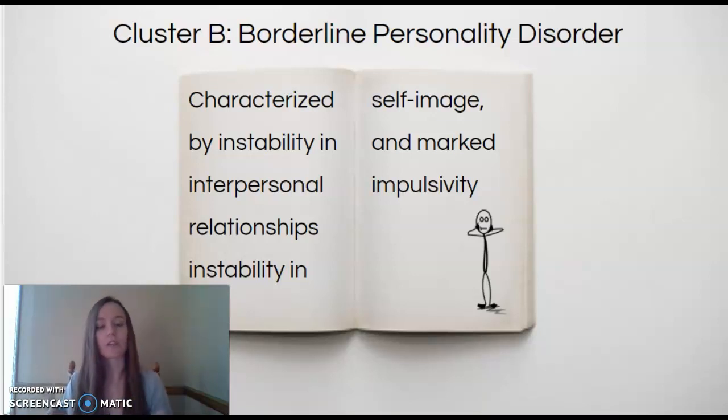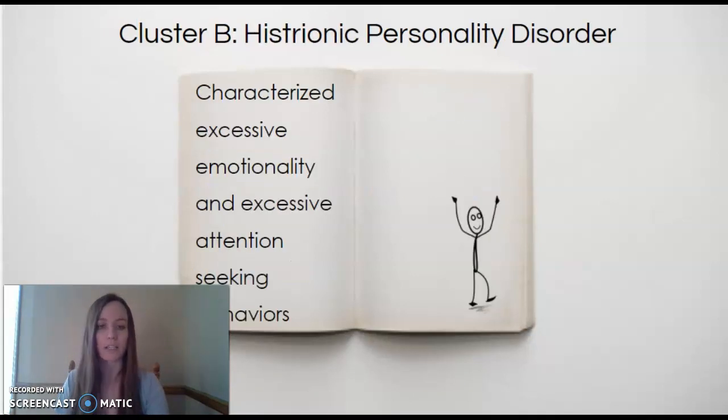So on the screen there are the 3 markers of unstable relationships, an unstable self-image, and impulsivity. Next is histrionic personality disorder. And histrionic personality disorder is characterized by a pattern of excessive emotionality and excessive attention seeking.